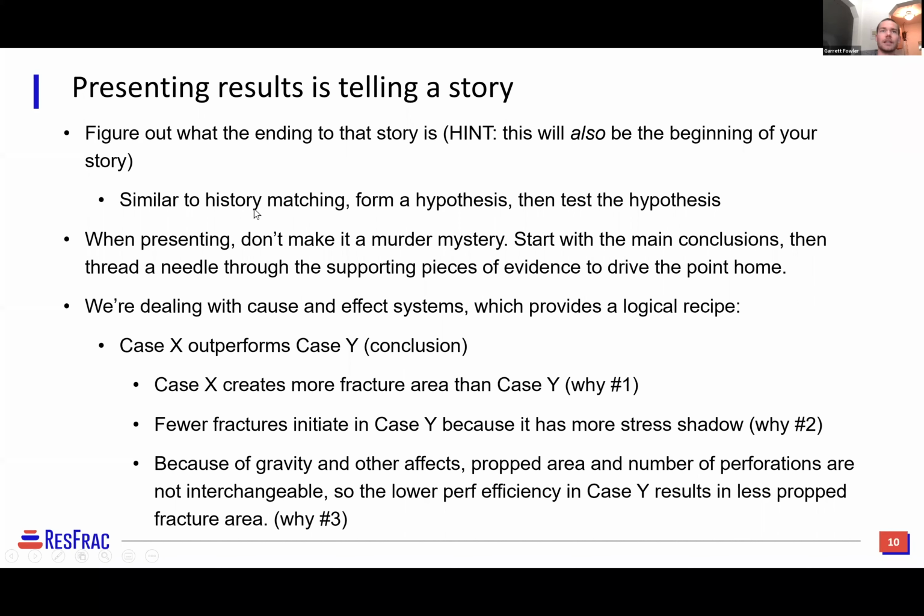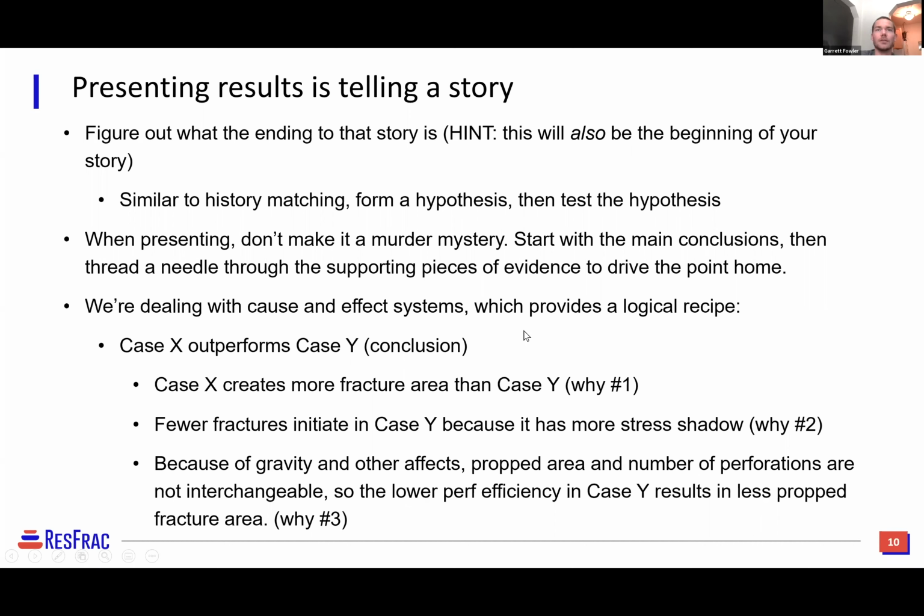So the key to that step is really figuring out what the end of your story is so that you can have a directed presentation when relaying those results. In other words, a presentation should not be a murder mystery, but instead start with the main conclusion and the explanation, then go into threading that needle through the various pieces of evidence for why you believe that conclusion to be true.